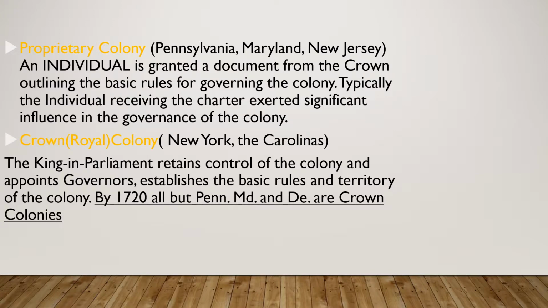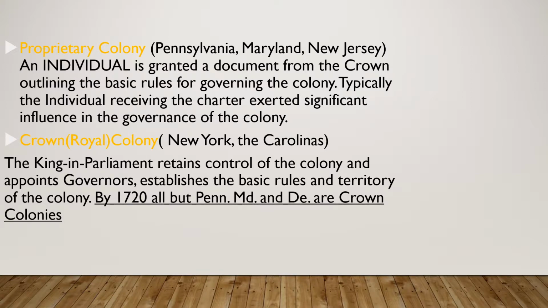So here, there's kind of two pathways to become a crown colony. But here, the king in parliament is in control of the colony. Now, the king in parliament, write yourself a sidebar on this. The king in parliament, you see I have it hyphenated there. That is the office of the king, regardless of who the monarch is.